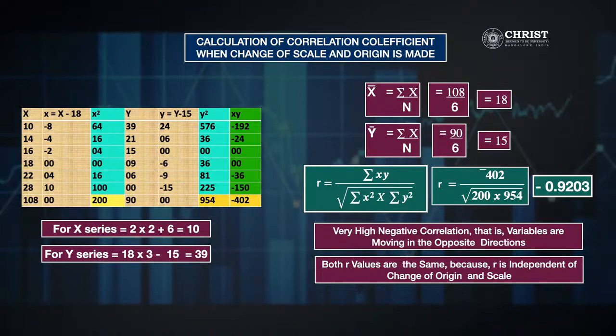Then they also ask the reason why the computed values are the same. We can establish that the computed values for the first set of values and the second set of values will be the same. The reason is that r is independent of change of origin and scale. So this is what I want to explain in this module.